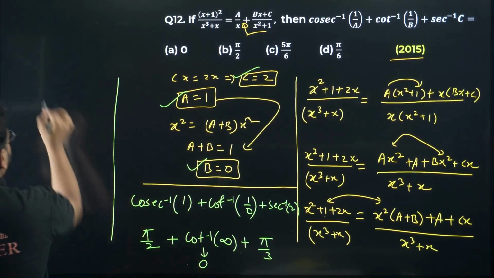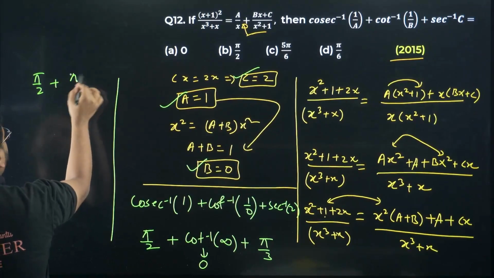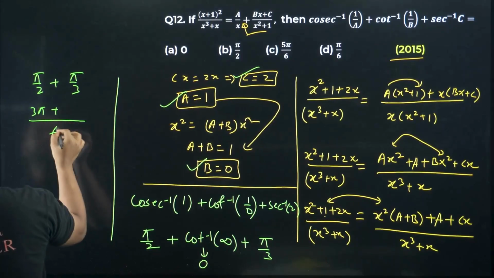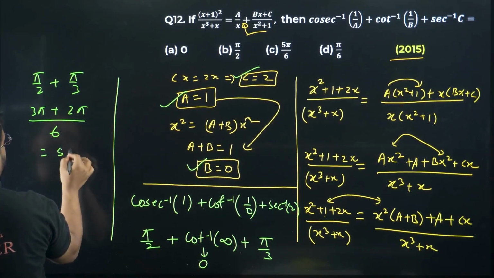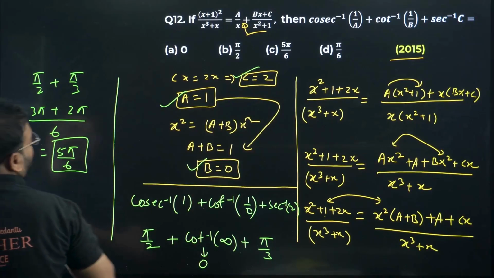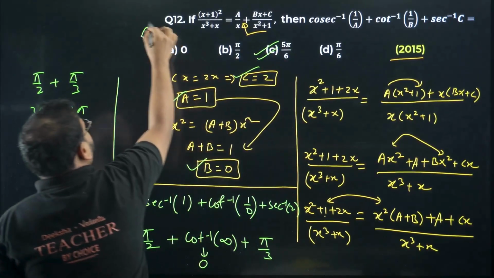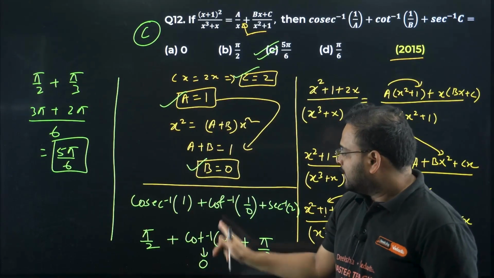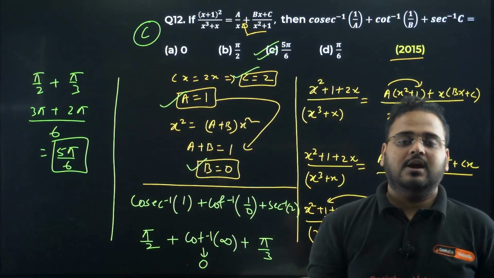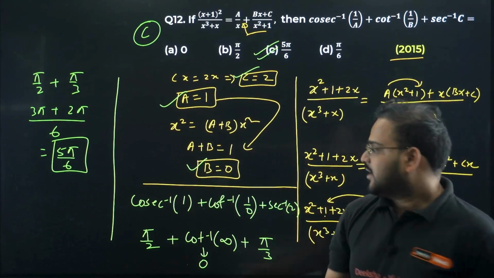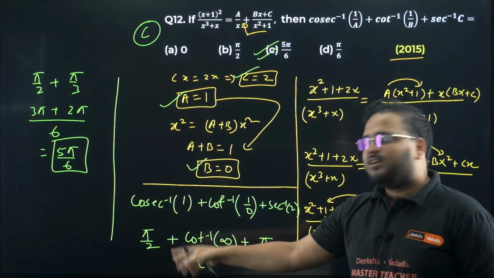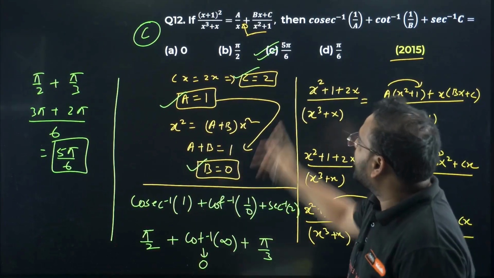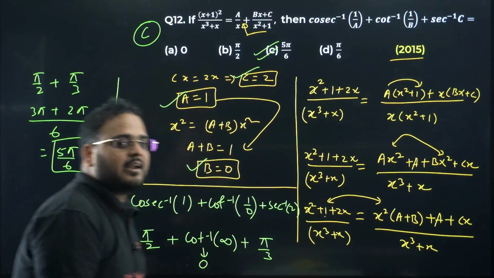So my final answer will be pi by 2 plus pi by 3. LCM is 6. 2 3s are 6, means 3 pi; 3 2s are 6, means 2 pi. Answer is 5 pi by 6. Option C is correct. Have we got this? Cot inverse of infinity is 0. Cot 0 is infinity, since tan 0 is 0. You have to remember all the tables. So pi by 2 plus pi by 3 is nothing but 5 pi by 6. Option C is correct. Question number 12 is done.